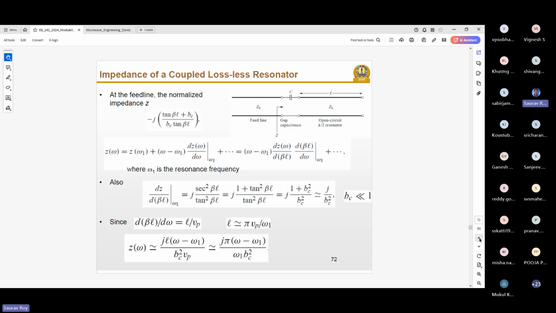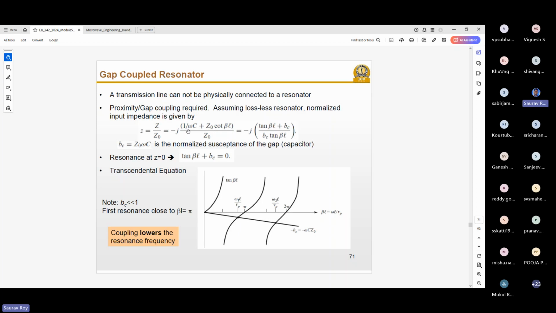That comes out, if you take it like this, as simply 1 over omega C for the capacitor and the line section together. If you just add them in series, you get a function like this: j tan beta L plus all this, with something in the numerator and some other term in the denominator.